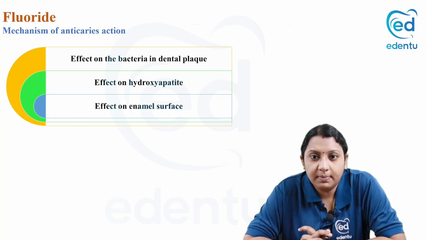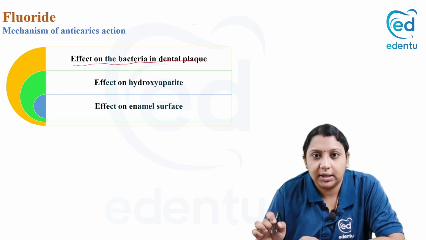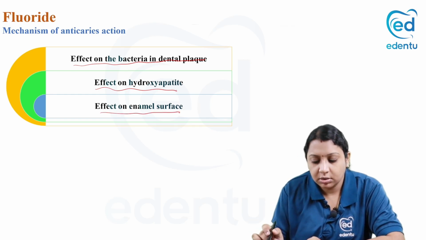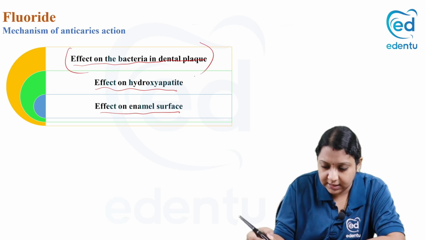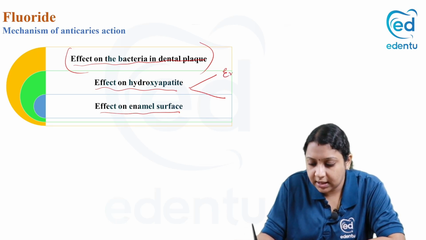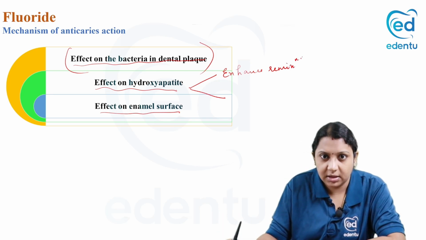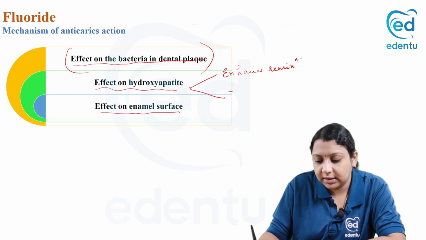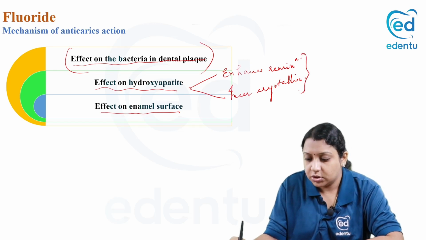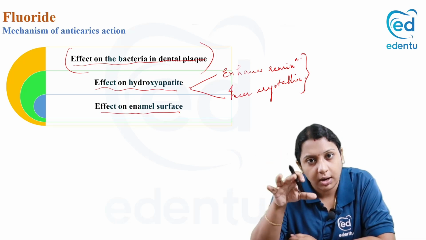Then we have to know the mechanism of action of fluoride. So in detail we have to know about the effect on the bacteria that is present within the dental plaque. Then it has an effect on hydroxyapatite and it has an effect on the enamel surface. So this I will be discussing in detail. This I will split into 2 points. That is, the effect on the hydroxyapatite is that it can enhance the remineralization, and the other effect is that it can increase the crystallization of the hydroxyapatite. So these are the 2 effects of fluoride on hydroxyapatite.